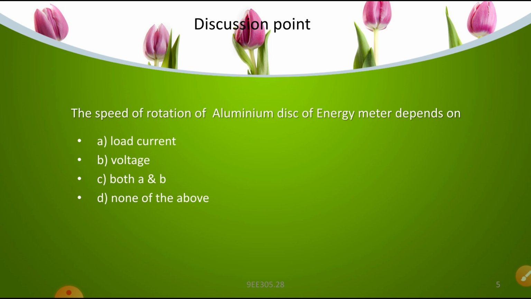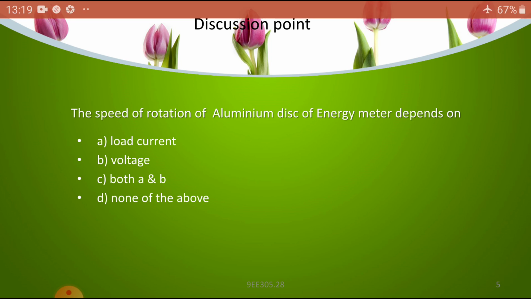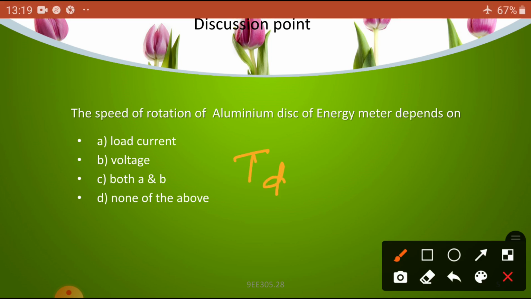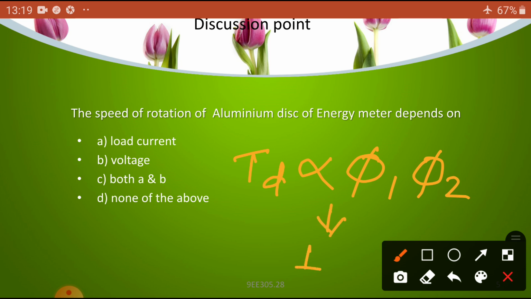What is the answer? Yes, the answer is C. Because the deflecting torque TD is directly proportional to phi 1 and phi 2. Phi 1 is produced by the CC coil and phi 2 is produced by the pressure coil. Okay, the answer is this one.